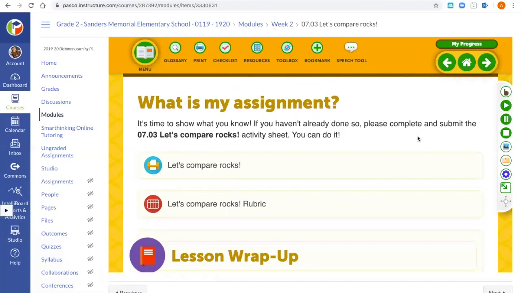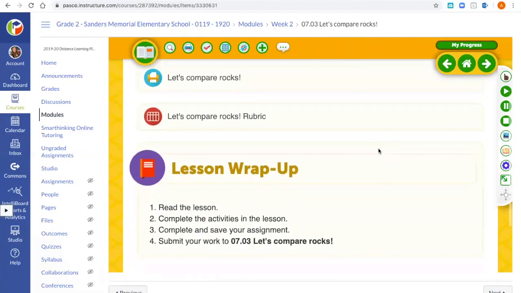What is my assignment? It's time to show what you know. If you haven't already done so, please complete and submit Let's Compare Rocks activity sheet. You can do it! Lesson wrap-up. Read the lesson, complete the activities in the lesson, complete and save your assignment, submit your work to 7.03 Let's Compare Rocks.